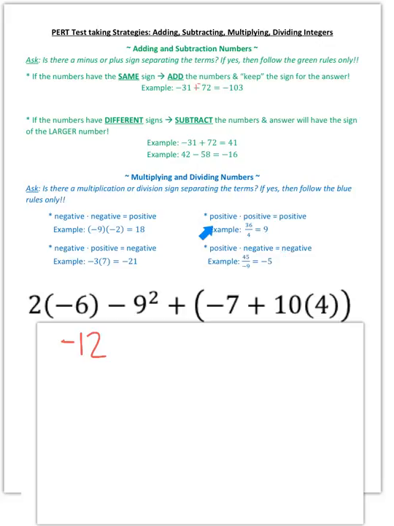For the most part, you guys all remember this one. This was the very first one you learned. Positive times positive equals positive. If you would like to see me go through this problem right here using order of operations and these two rules, please watch the PERT Test Taking Strategies order of operations video.